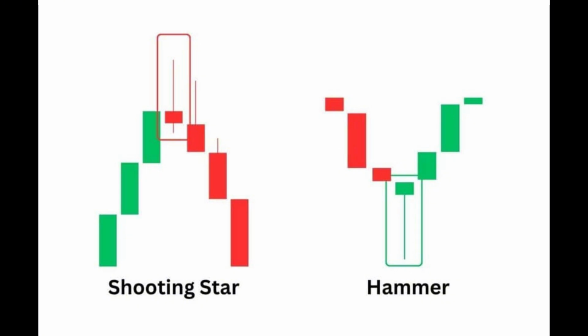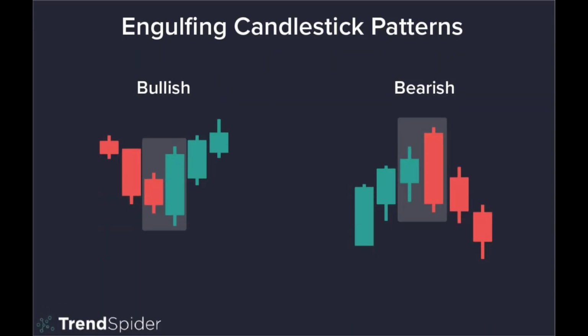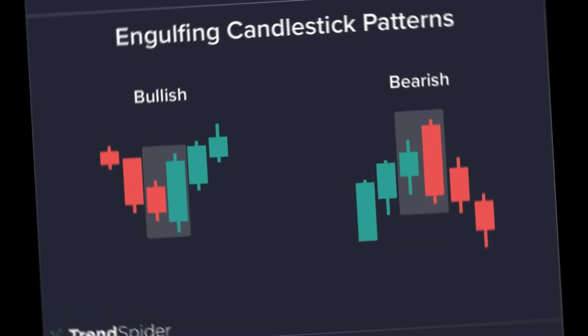The hammer is a bullish signal often found at the bottom of a downtrend. It suggests prices might go up. On the flip side, the shooting star appears at the top of an uptrend, signaling a potential reversal to the downside. Engulfing patterns are another favorite. A bullish engulfing occurs when a green candle completely engulfs the previous red one, indicating a potential upward move. Bearish engulfing is the opposite.